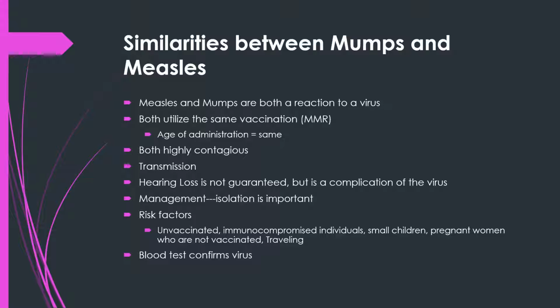Hearing loss is not guaranteed, but a complication of the virus. Isolation is very important for both diseases. The risk factors are the same, so those who are unvaccinated, compromised immune system, small children, pregnant women who are unvaccinated, and if you're traveling and unvaccinated. And then a blood test is what is utilized to confirm the virus.